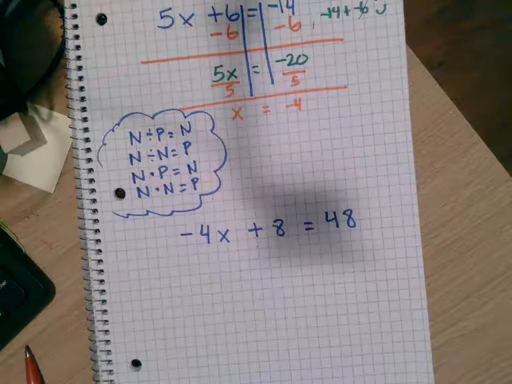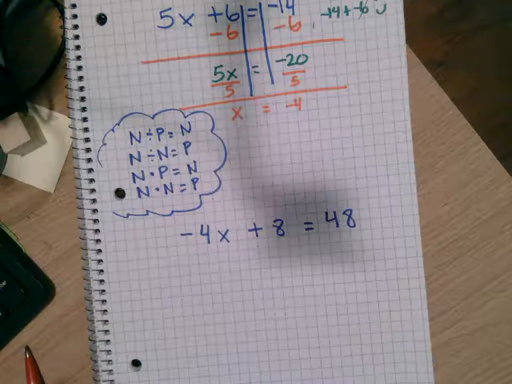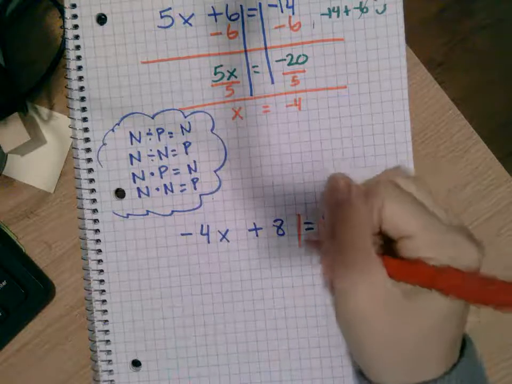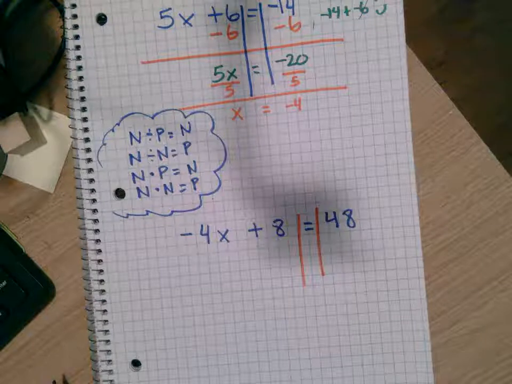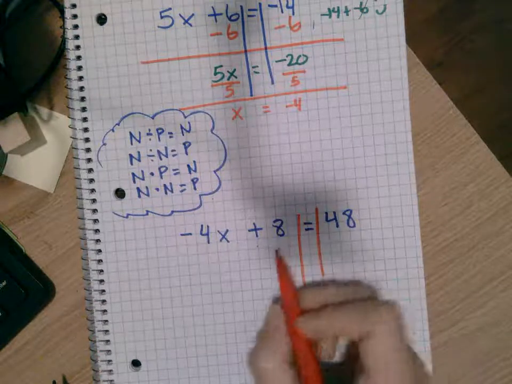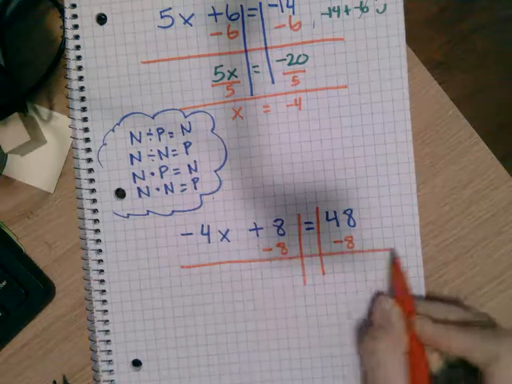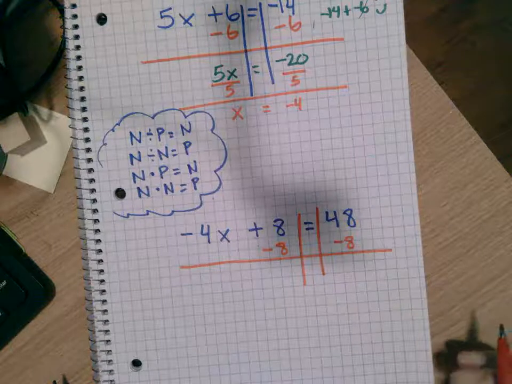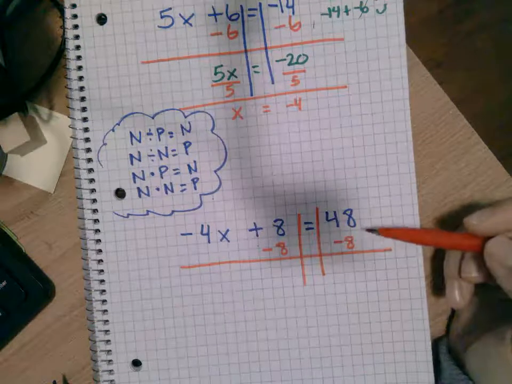All right. Don't fear it. Let's just do it. So first thing is we're going to draw our bars. Now what? We do minus 8, minus 8. So far we're okay, right? No biggie. Over here, 48 minus 8. What's 48 minus 8? 40.